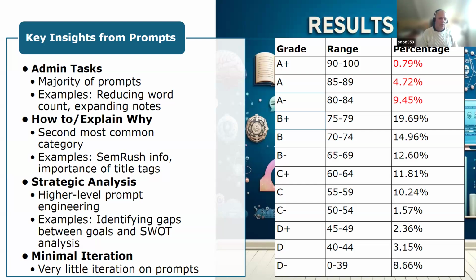The next one, which I thought was probably the most valuable, was that strategic analysis where you would say, here are the company goals and objectives. Here's my SWOT. What are the gaps? That kind of thing. Or here are the gaps. What are the recommendations? There was very little of that higher level strategy being used with AI, which was disappointing.